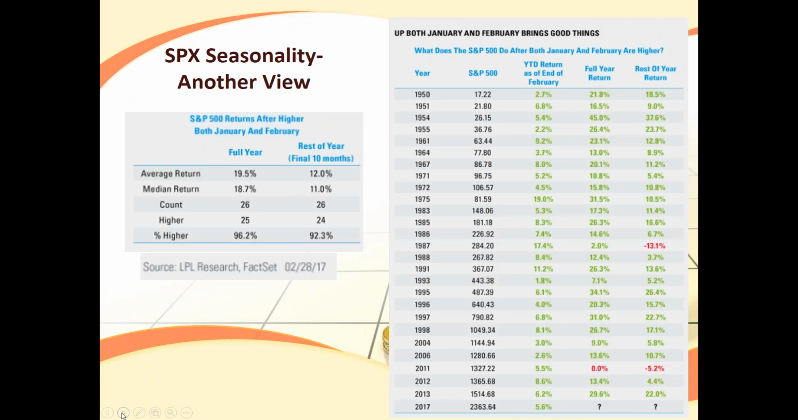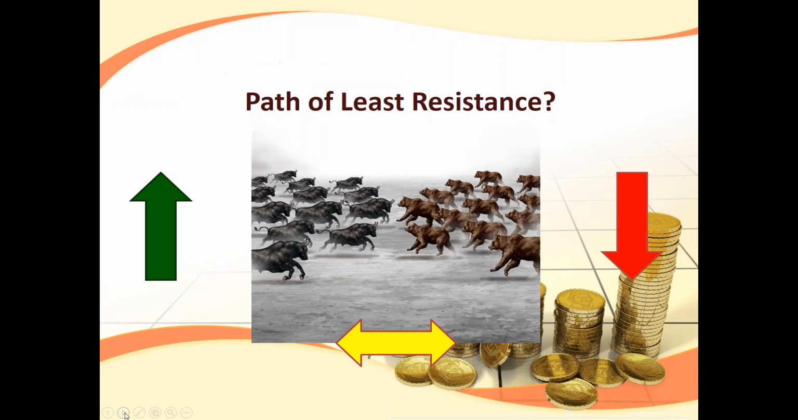I sent this chart to Mike Traeger because he's not a perma bear, but he definitely is concerned over the overvaluation of the markets and all that kind of stuff. I have not received a response from him yet, so maybe he's researching that, and that's why he's not on the webinar today.